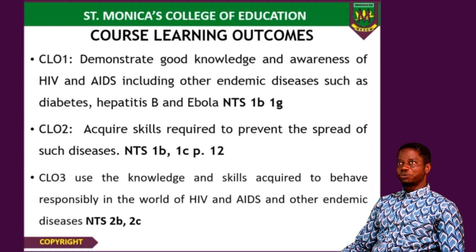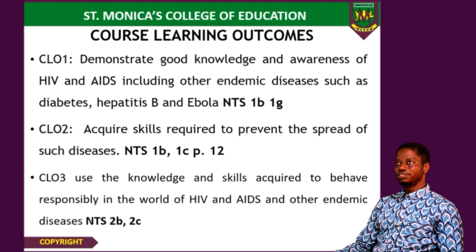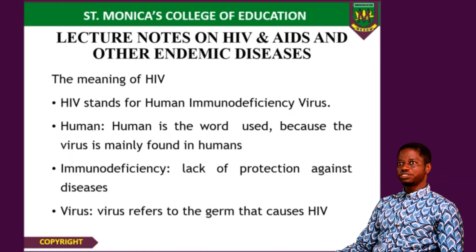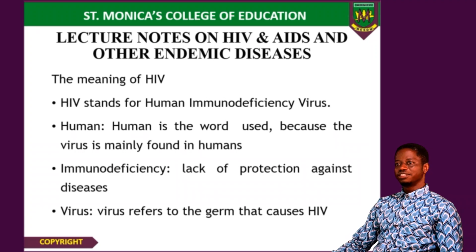Learning outcome 1: demonstrate good knowledge and awareness of HIV and AIDS, including other endemic diseases such as diabetes, hepatitis B, and Ebola, including COVID-19. 2. Acquire skills required to prevent the spread of such diseases. 3. Use the knowledge and skills acquired to behave responsibly in the world of HIV and AIDS and other endemic diseases.